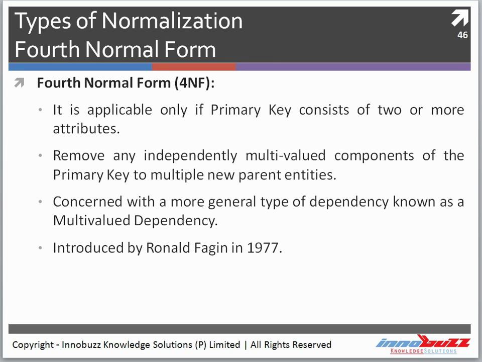Fourth normal form, 4NF, is a normal form used in database normalization, introduced by Ronald Fagin in 1977. 4NF is the next level of normalization after Boyce-Codd normal form. Whereas the second, third, and Boyce-Codd normal forms are concerned with functional dependencies, 4NF is concerned with a more general type of dependency known as a multi-valued dependency.